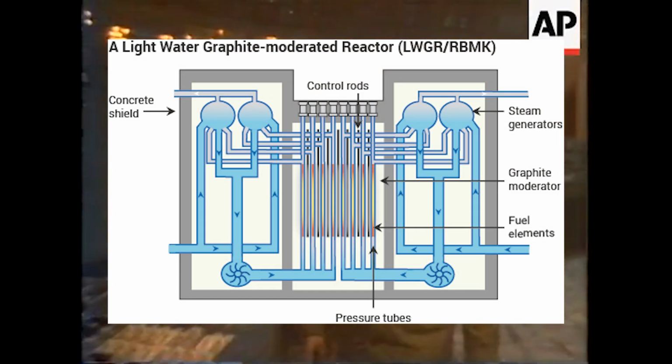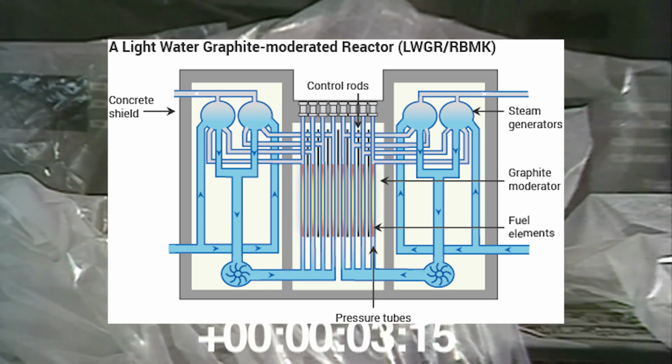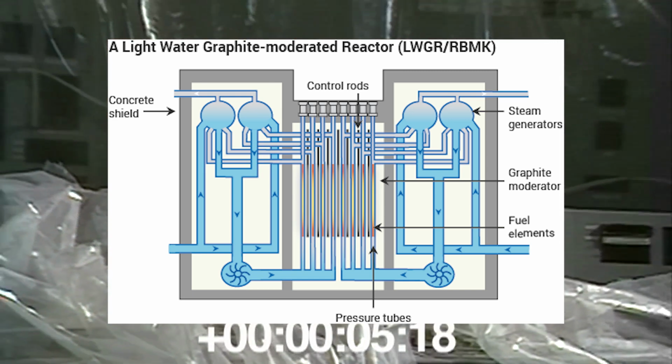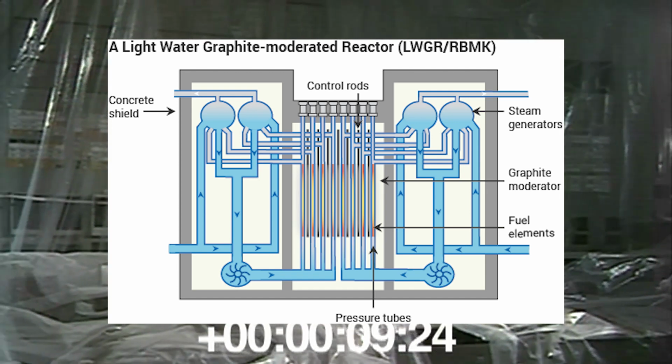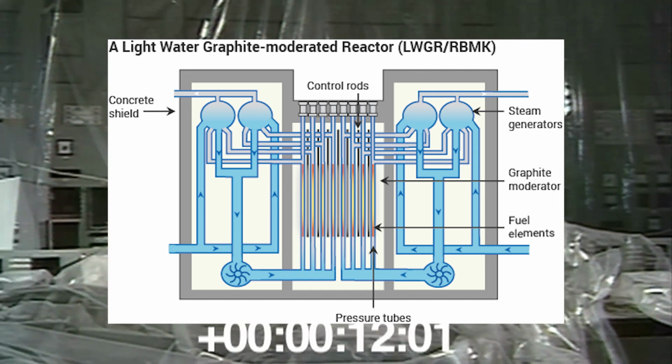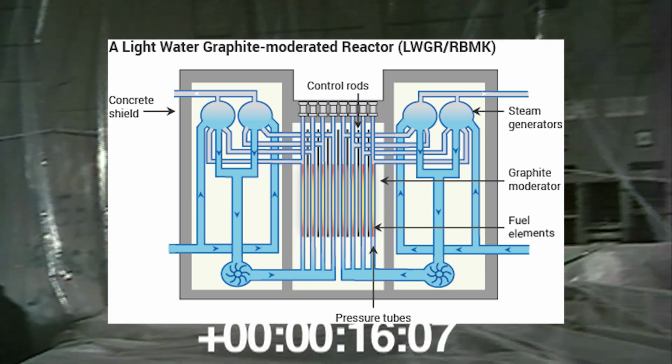Unlike most reactors, which use water both as a coolant and a moderator, the RBMK used graphite as a moderator and water as coolant. This design allowed for larger reactors, but it also introduced dangerous vulnerabilities.